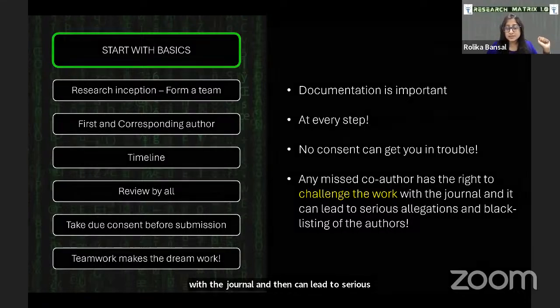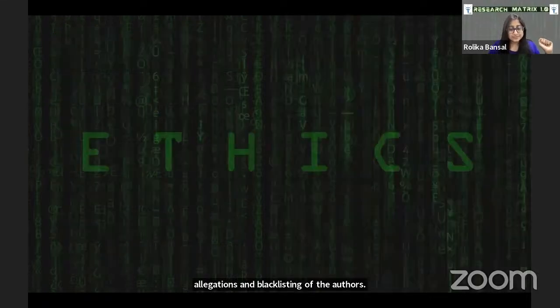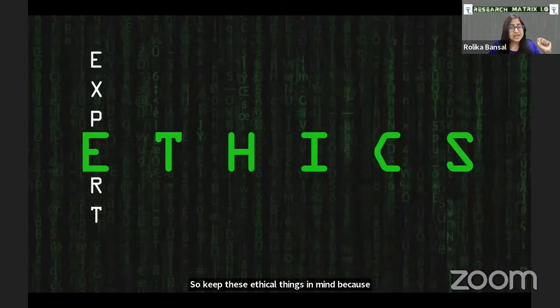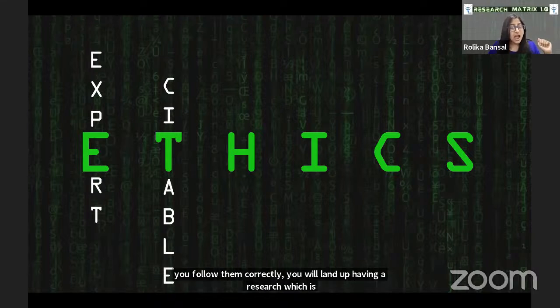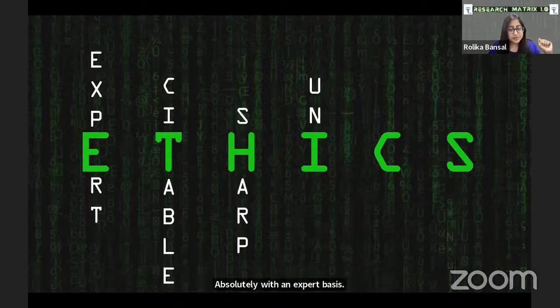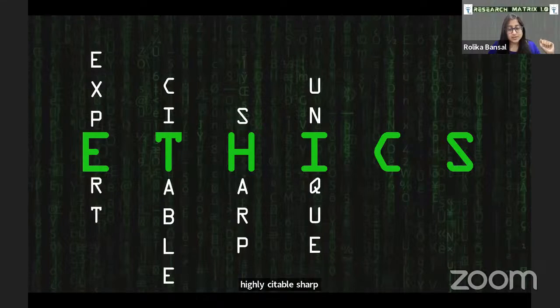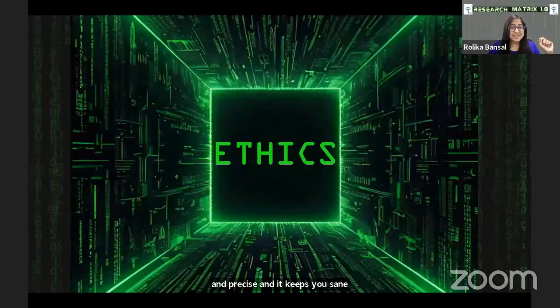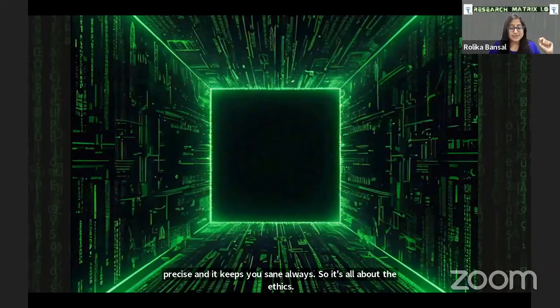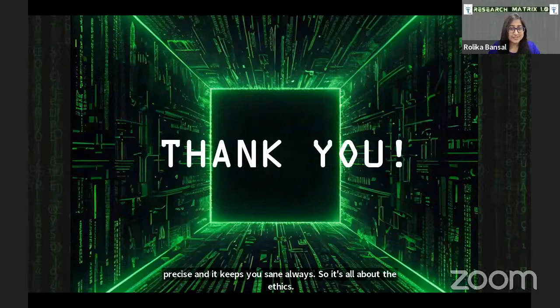So keep these ethical things in mind, because when you talk about ethics, if you follow them correctly, you will end up having a research which is absolutely with an expert basis, highly citable, sharp, and unique in its own way, and precise, and it keeps you sane always. So it's all about the ethics. So we keep ethics into the matrix, and thank you everyone for listening.